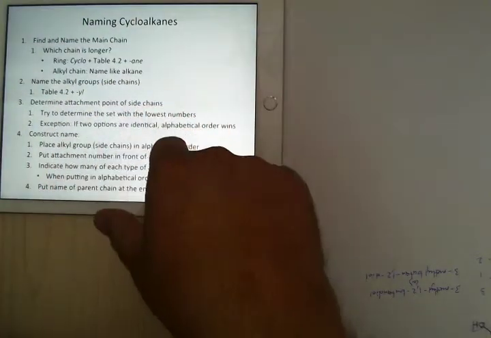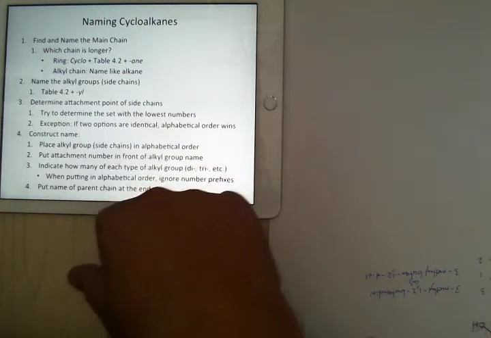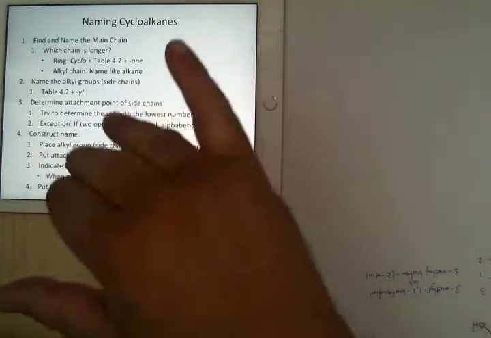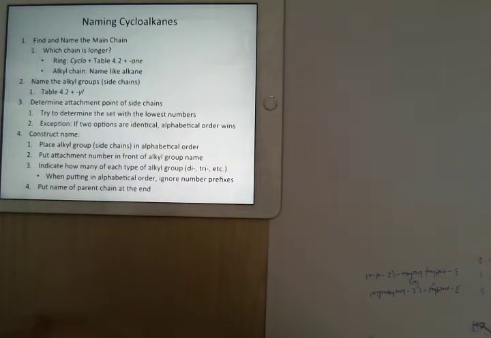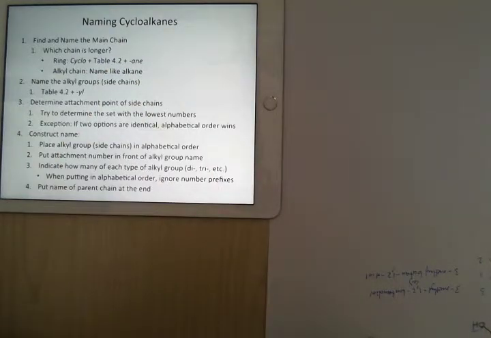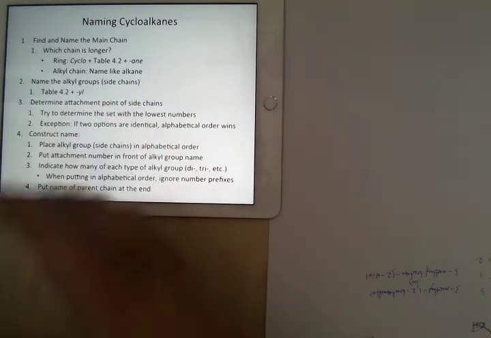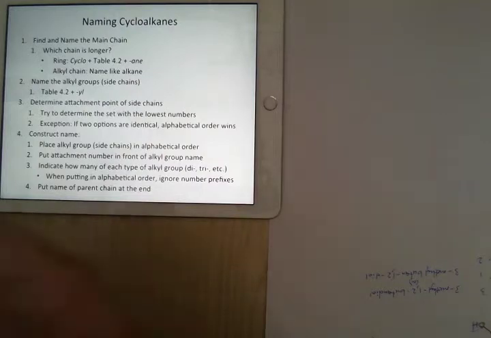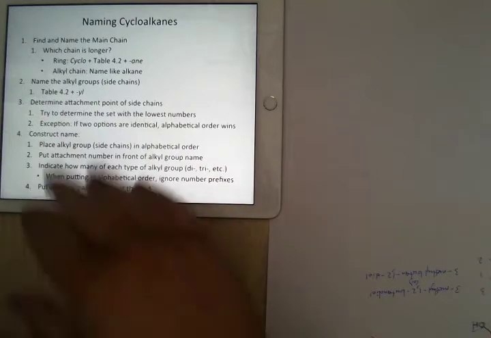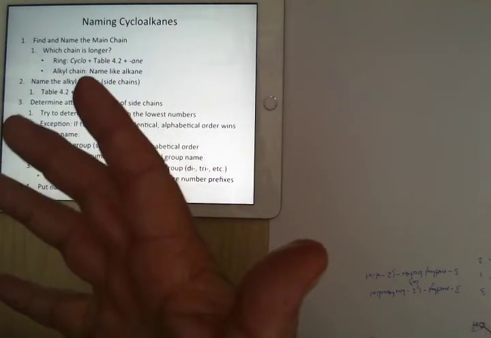So you just take the ring and count those, or just the straight chain. If the straight chain is longer, then you name it like any other side chain, and the ring becomes a side chain. If it was a cyclobutane group that was a side chain, it becomes cyclobutyl. If it was a cyclohexane, it would become cyclohexyl. You take off the N and put the YL on there to indicate that it's a side chain.